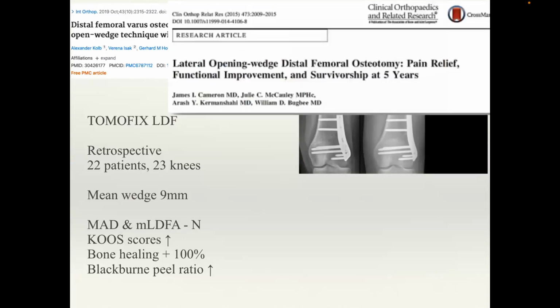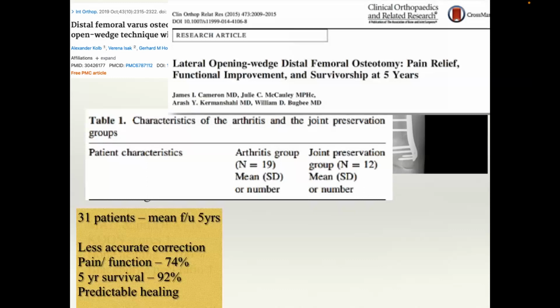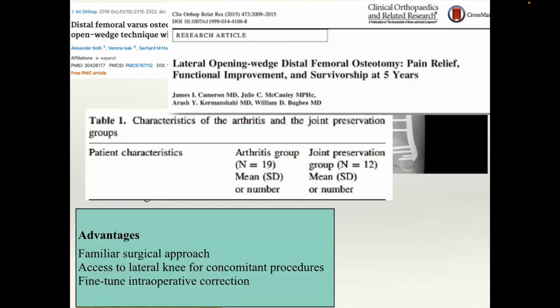Then James, High and Cameron said the lateral opening wedge osteotomy has functional improvement and survival at 5 years of follow-up. They studied an arthritic group and a joint preservation group. In the 31 patients of mean follow-up, there is less accurate correction and the pain function score is only 75%. Survival compared at 5 years is up to 92%. And this predictable healing is very good.